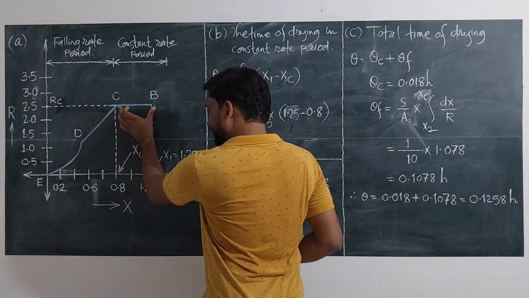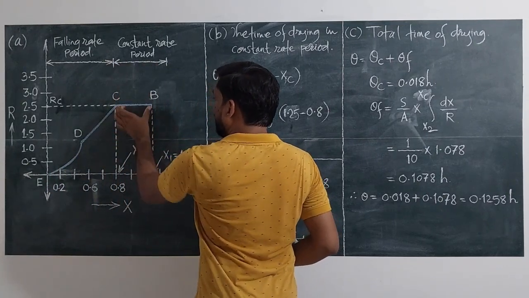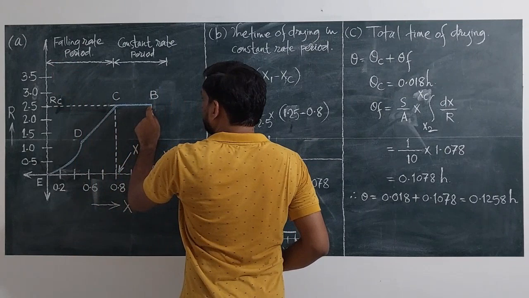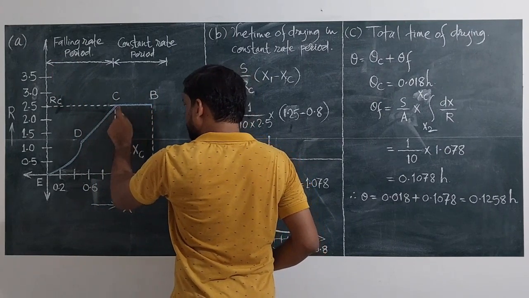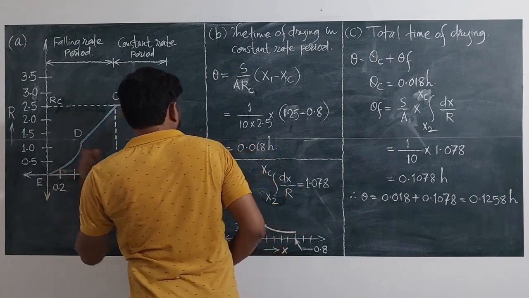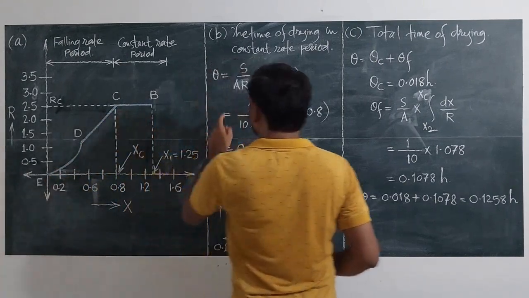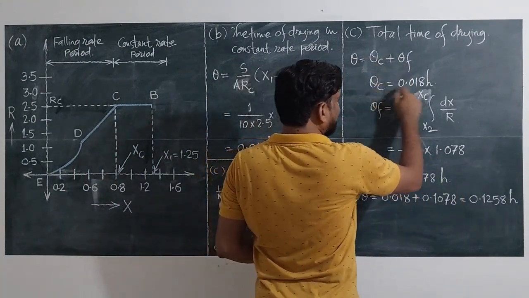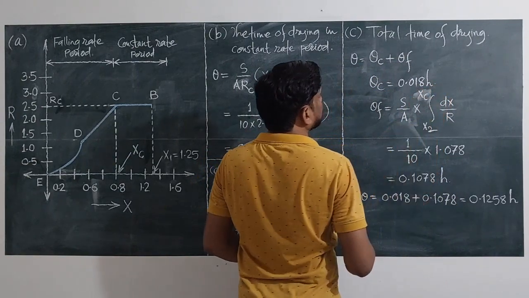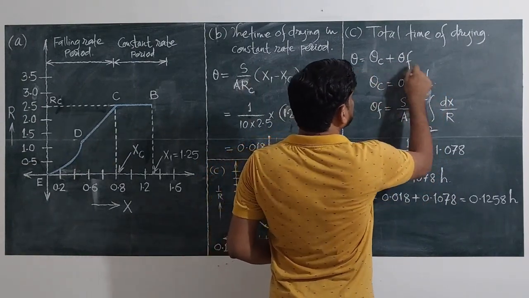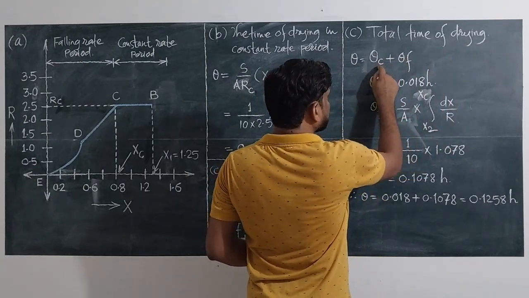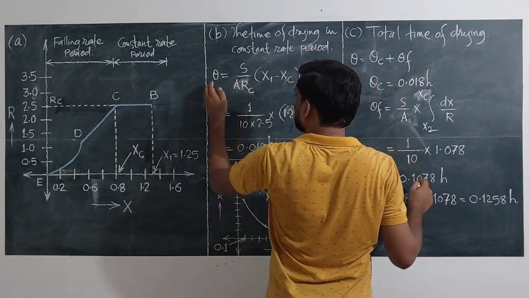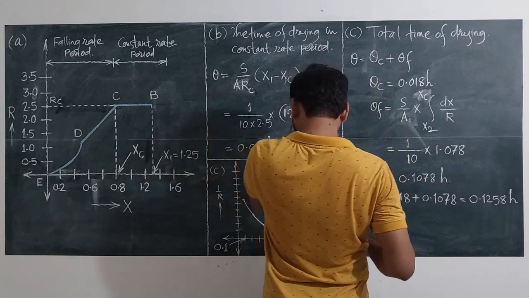Constant rate period, drying time over constant rate period, and the drying time over the falling rate period. This means the time required to dry the material from B to C plus from C to E. This is represented by theta C here, and its value is taken as 0.018 hour. As the total time of drying, theta is equal to theta C plus theta F, where theta C is taken from this value.